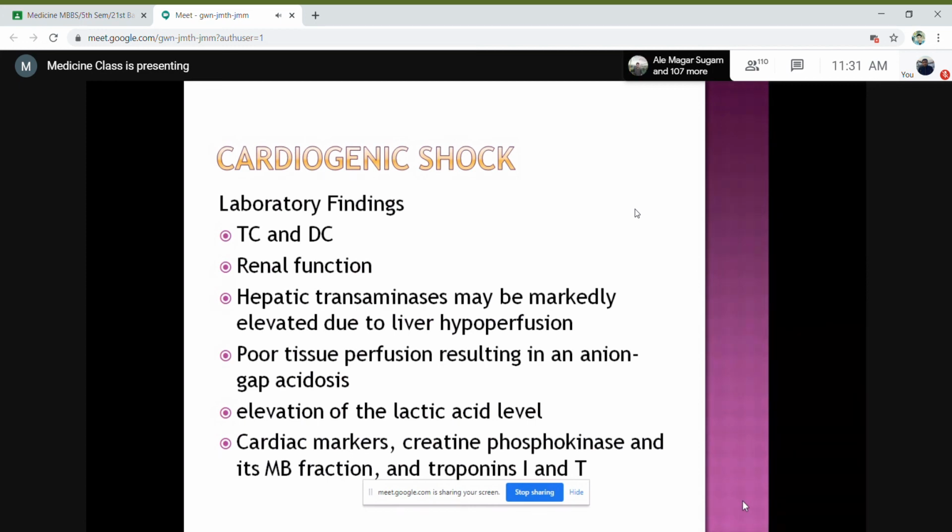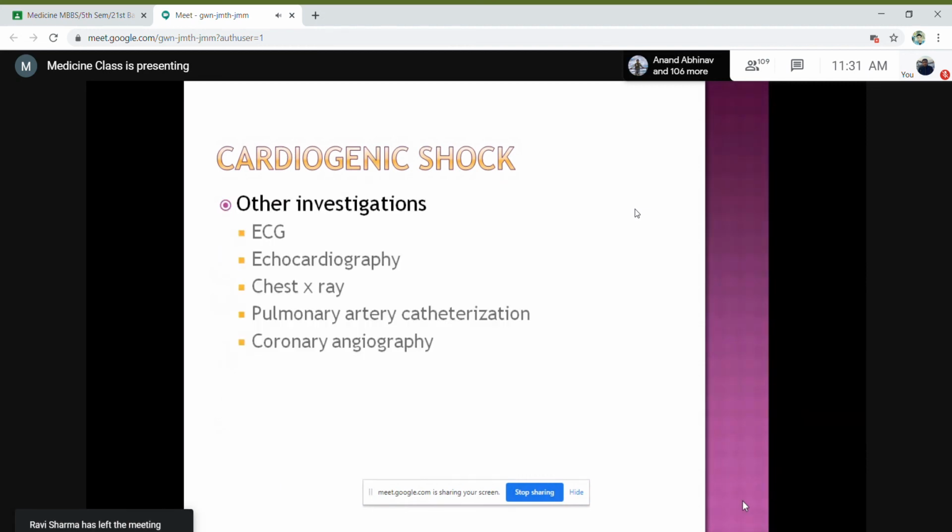Creatine phosphokinase MB fraction, troponin I, and troponin T. Other investigations can be done to check for the cause of cardiogenic shock, like ECG. All these we have already discussed when we were discussing heart failure. Then echocardiography, chest X-ray, pulmonary artery catheterization, coronary angiography.